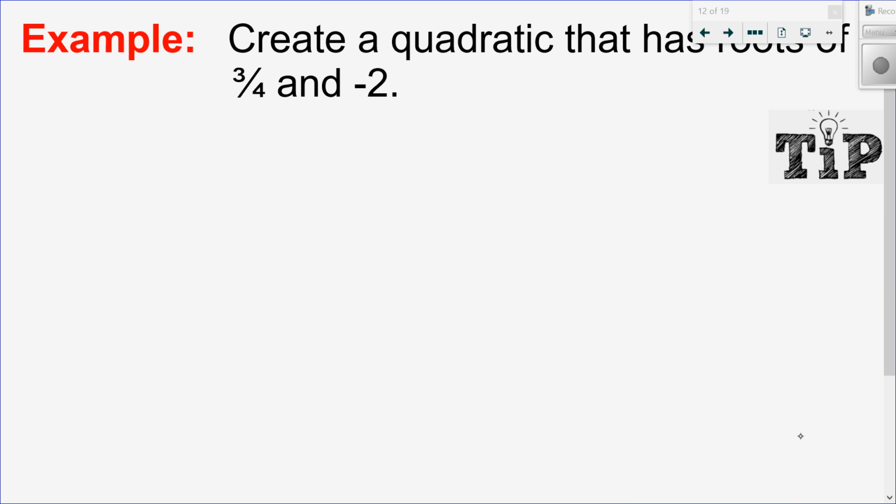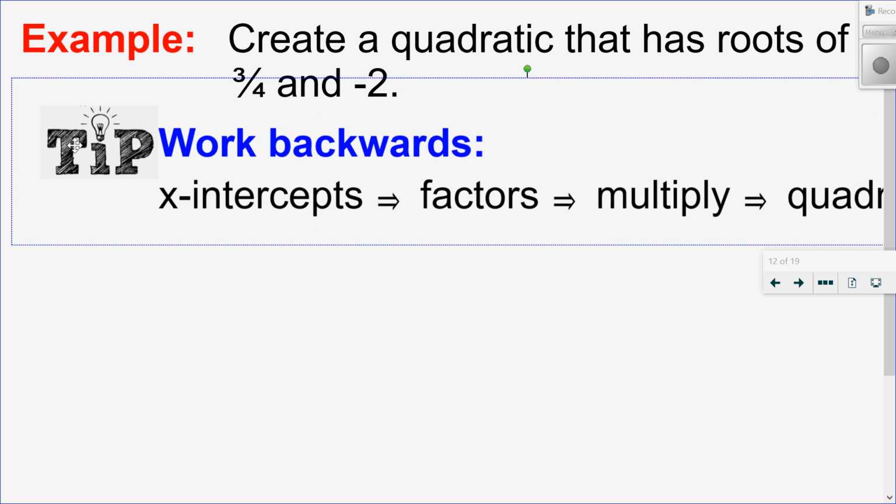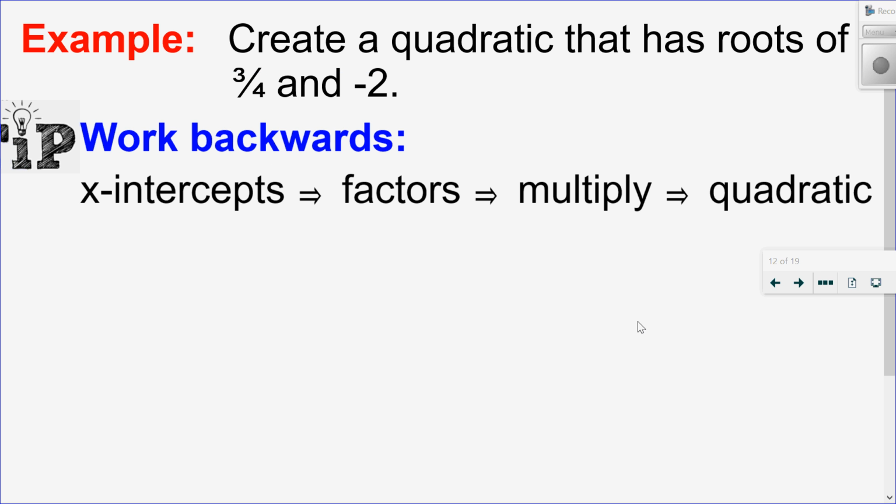Okay, let's try this question here before we do some word problems. I want to create a quadratic that has roots of 3/2 and negative 2. So my tip for you here is to work backwards, okay? We're going to start at our x-intercepts, we're going to go to our factors, we're going to multiply and turn it into a quadratic. So our x-intercepts in this question are 3/2 and negative 2.